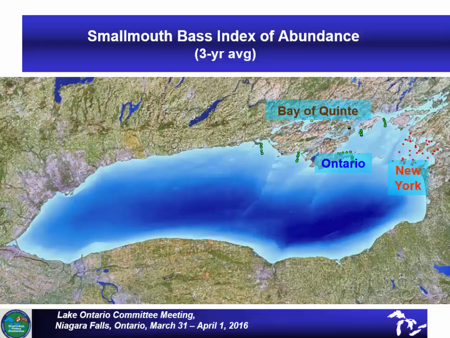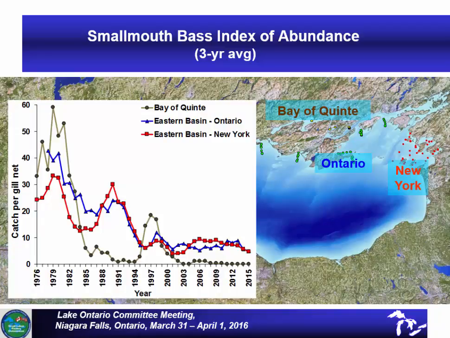So first, for smallmouth bass, I'll be showing you a 3-year running average. The dots you see on the map are where Ontario's netting locations are. For the New York waters, again, our nets are randomly placed. This just gives you an example of the level of coverage we have in New York waters. The brown line is showing you the catch rate in Bay of Quinte. Relatively small population there. When strong year classes come through, we'll see a blip.